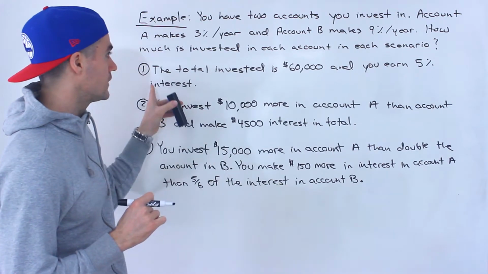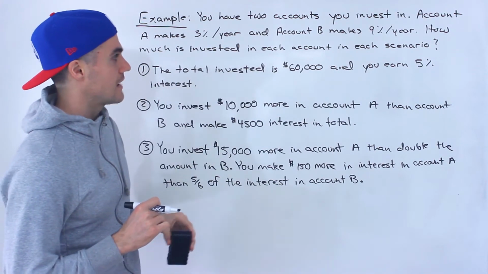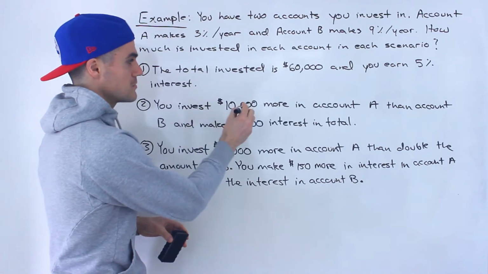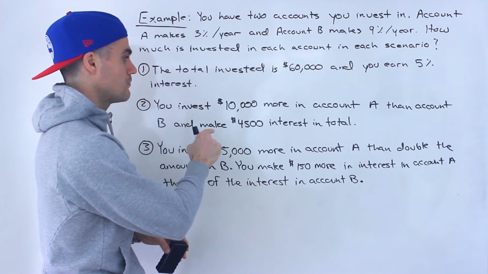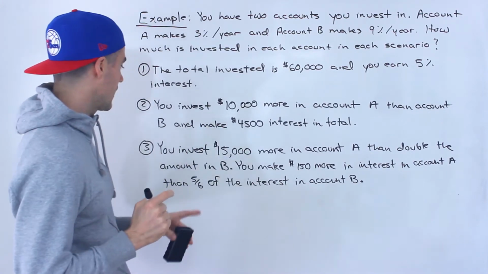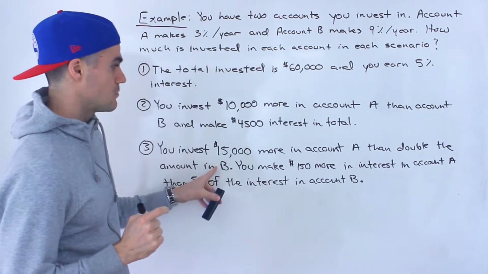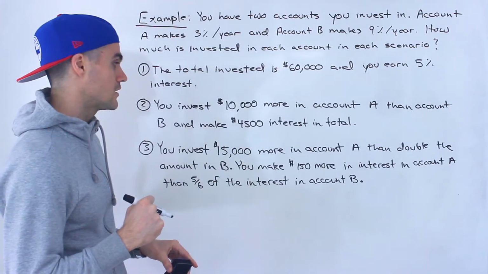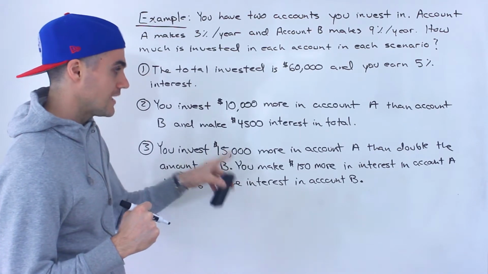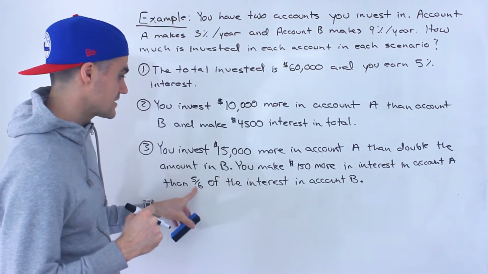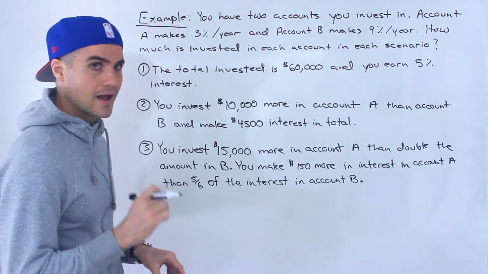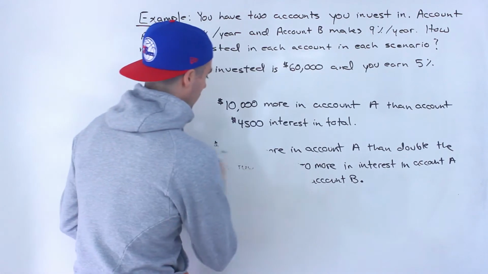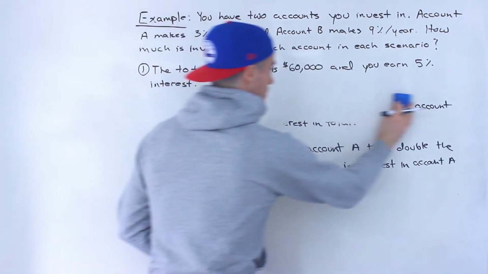So in scenario one, it says the total invested is $60,000 and you earn 5% interest. In number two, you invest $10,000 more in account A than account B and make $4,500 interest in total. And then number three, you invest $15,000 more in account A than double the amount in B. And then you make $150 more in interest in account A than 5/6 of the interest in account B. So let's start off with scenario one. I'll bring back two and three once we get to them.